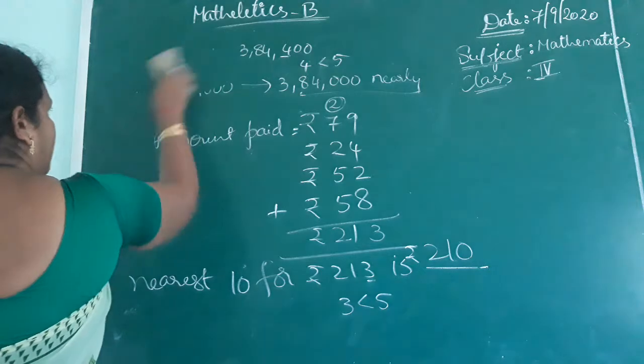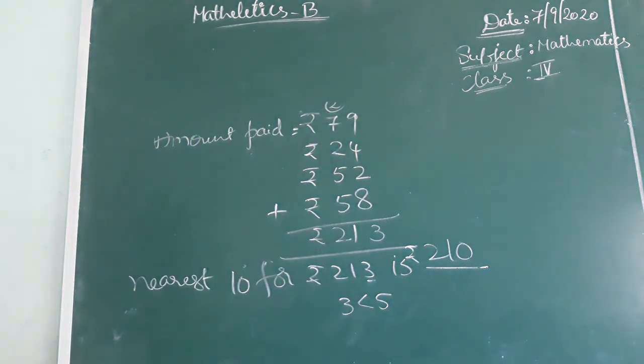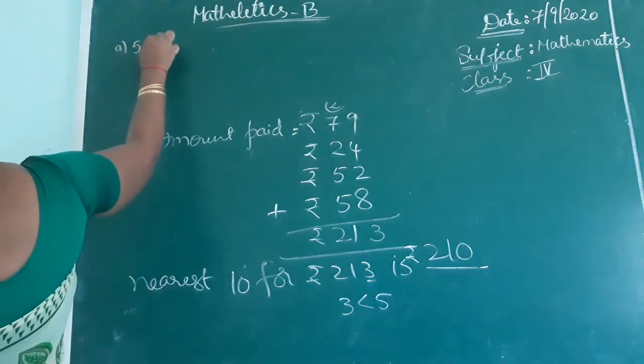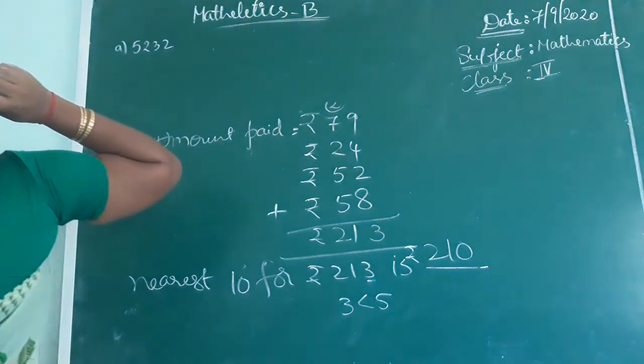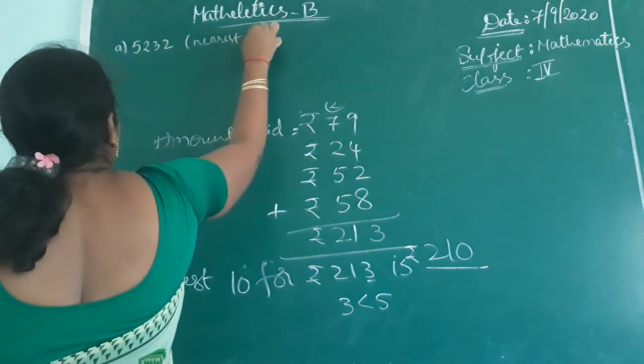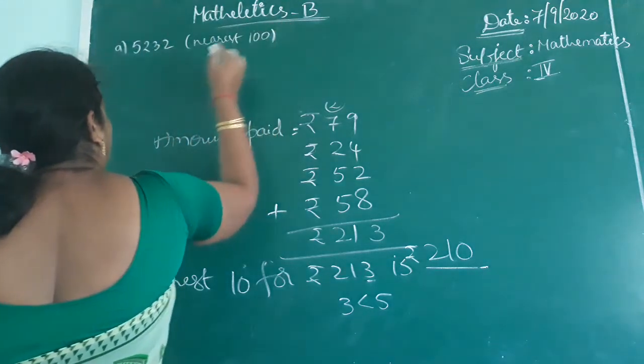Here they have given some information about tourists. They visited one place, and about that they have given information. 5,232 tourists visited this month. What is the nearest 100 of this number?